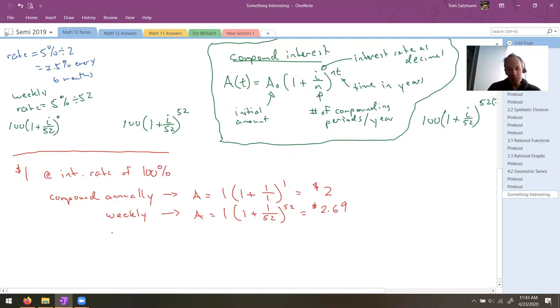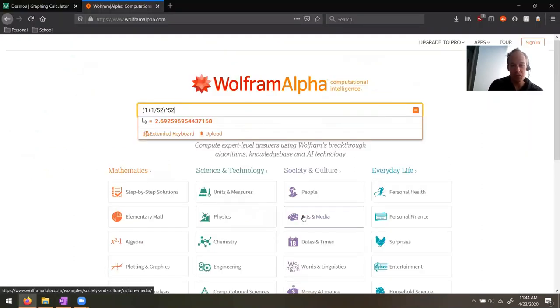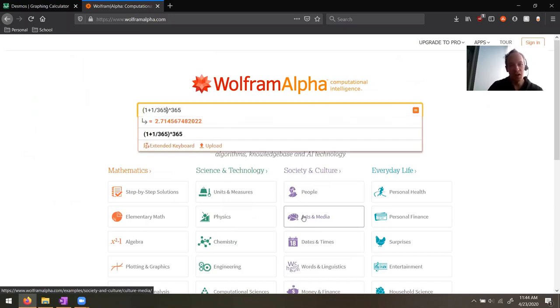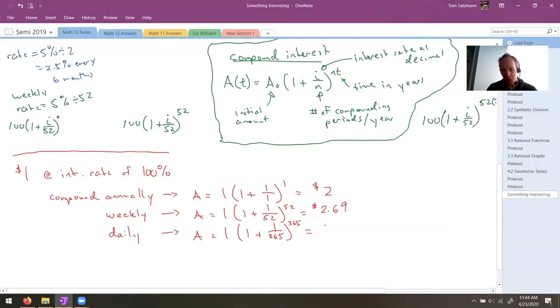We could even go better. We could go daily, perhaps. We could figure out the amount if you have 1 over 365 for your interest rate, but 365 compounding periods. So we can go to Wolfram Alpha, force of habit, 365, and now we're getting $2.71. That's not that much better, but it is better.